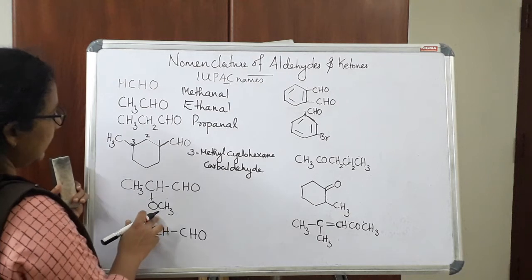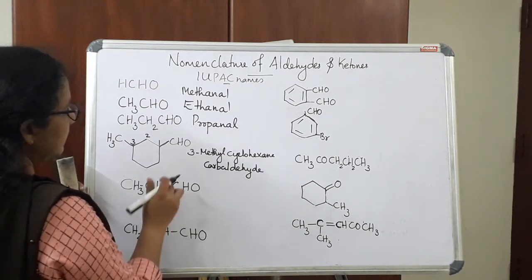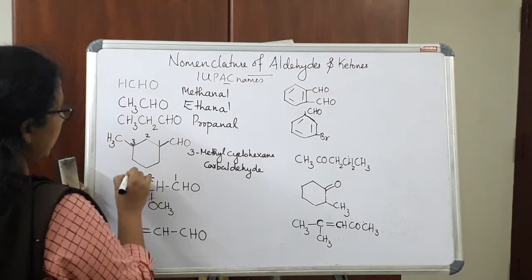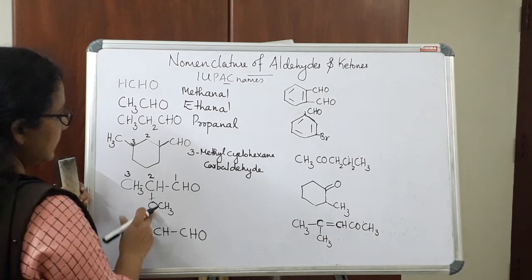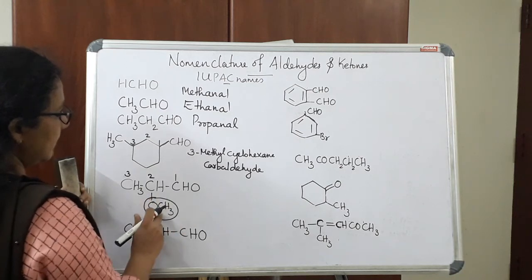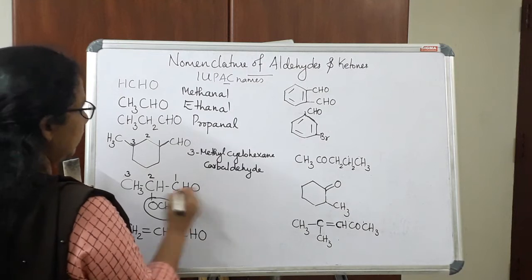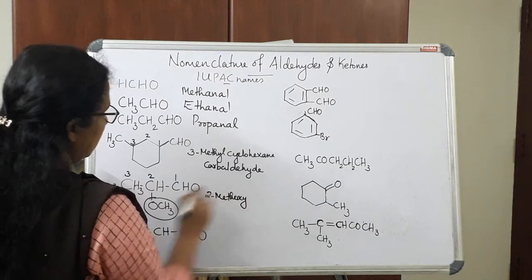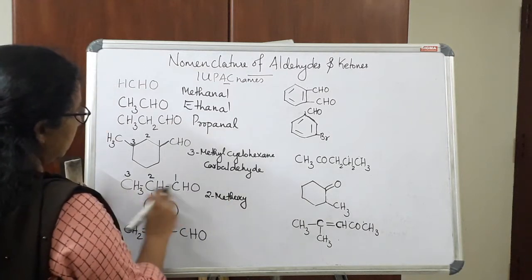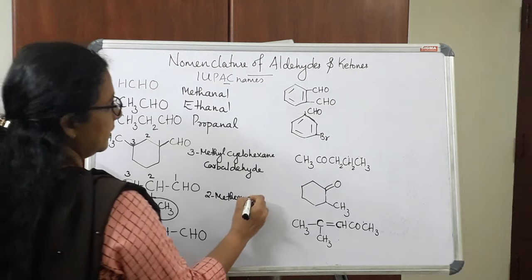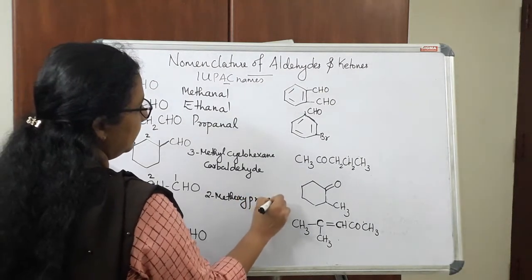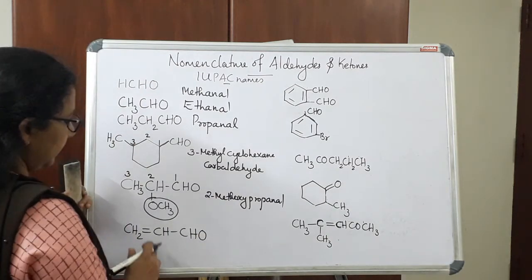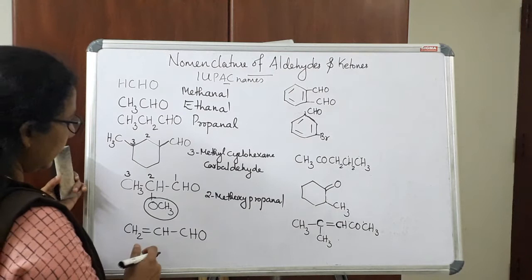Then the next one is again an aldehyde. So this C should be the first position, then 2 and 3. There is a substituent OCH3, that is a methoxy group, so that should be written first. It is in the second position, so it will be 2-methoxy. There are 3 carbon atoms, so it will be propanal. So 2-methoxy propanal.